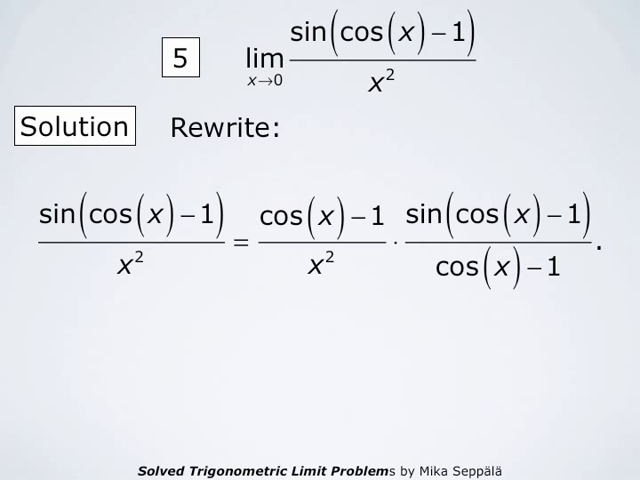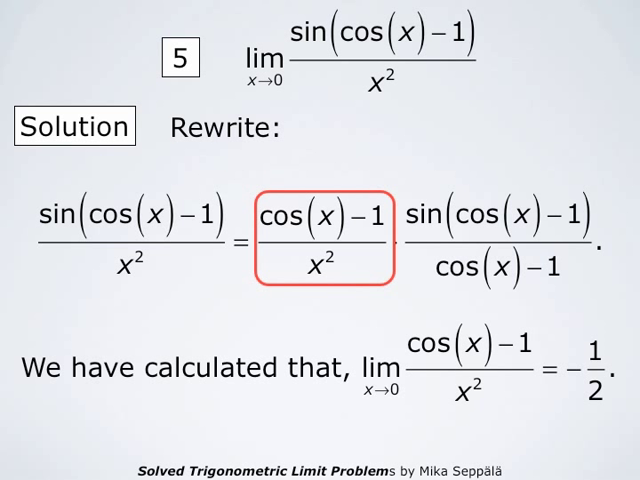But we want to consider the right hand side expression rather than the original expression, because we already know what the limit of cosine of x minus 1 divided by x squared is. That limit is, by a previous problem, minus 1/2. So that part of this has already been dealt with.